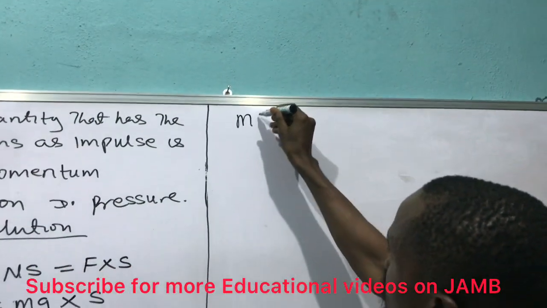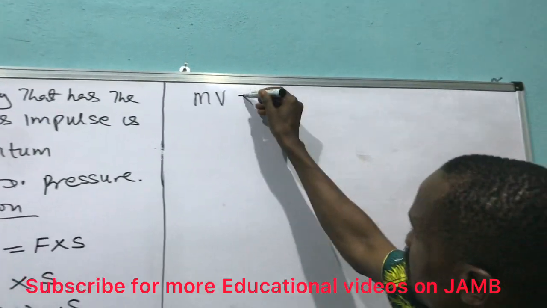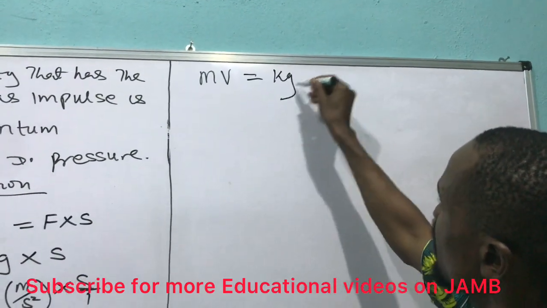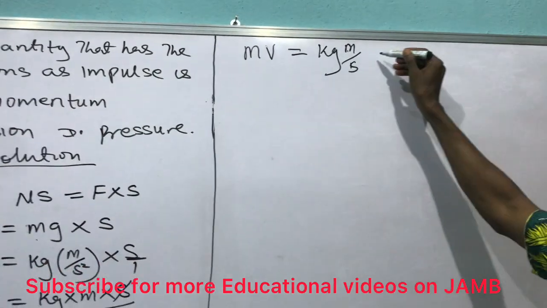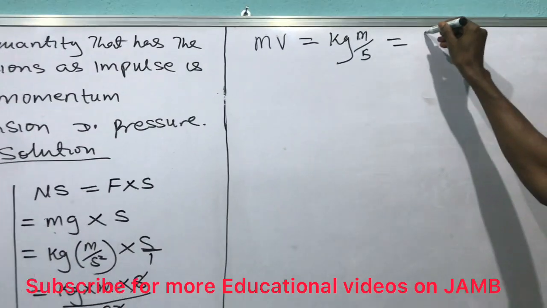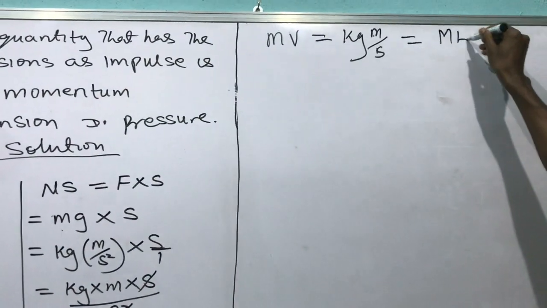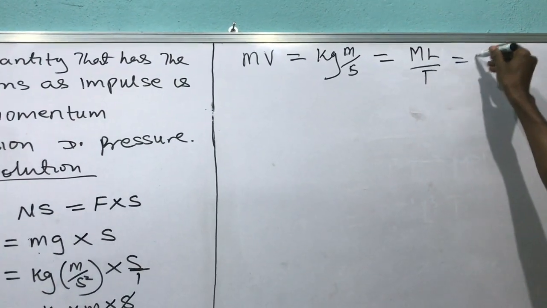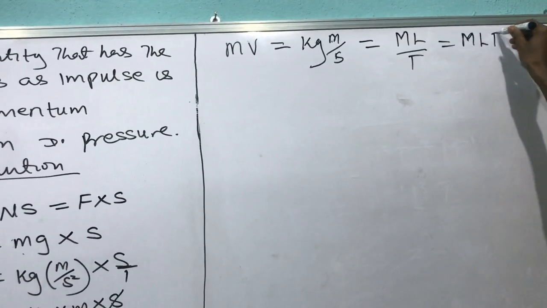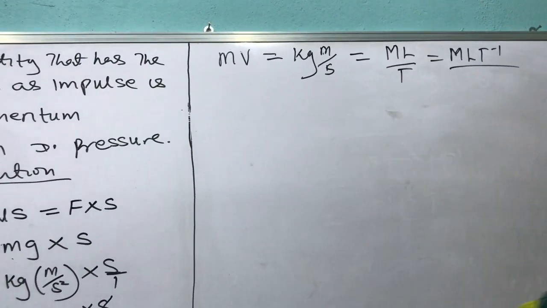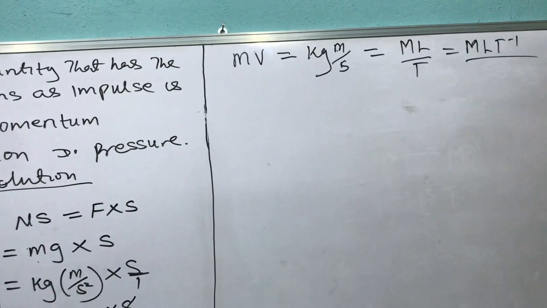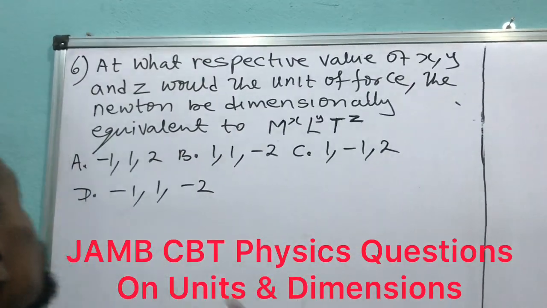Come over here and look at momentum. Momentum is mass times V, and this is the same thing as kilogram and meter per seconds. Is it? Is it not? Taking it, I will have capital M, L, and T, and this will give me M, L, and T minus 1. You see that the unit of momentum is the same as the unit of impulse. That is question number 6.